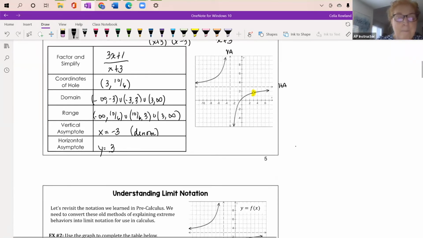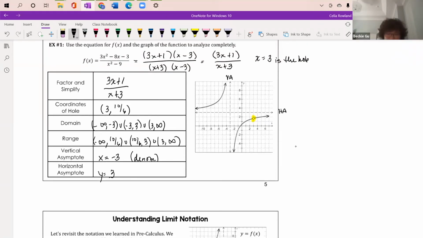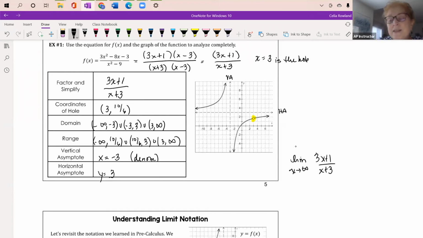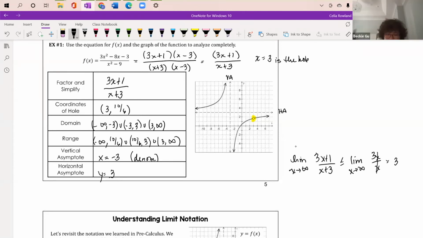basically, you can say that the limit as x is approaching infinity of 3x plus 1 over x plus 3 is basically going to be the same as the limit as x approaches infinity of 3x over x. And that's going to give you 3 because you're going to cancel those out, right? And that's how you do it.